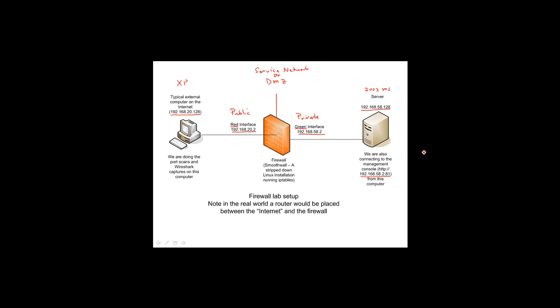Now, in this case, we only have one internal machine, and it happens to be a server. In the real world, we would have many different machines internally, but only some of them, only the servers, and maybe even then only some of the servers would need to be made accessible to the outside, to the public. So I just wanted to point out to you that just because we only have one server in here, that doesn't mean that's all that we're going to have in a real situation.